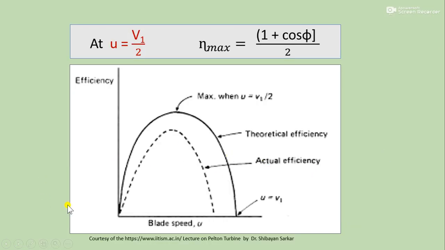In this graph of efficiency versus blade speed, we get at zero speed zero efficiency, and at U equal to V1 as well. At half the blade velocity we get maximum efficiency, that is the theoretical efficiency, and this is the actual efficiency because of losses, shown by the dotted line.